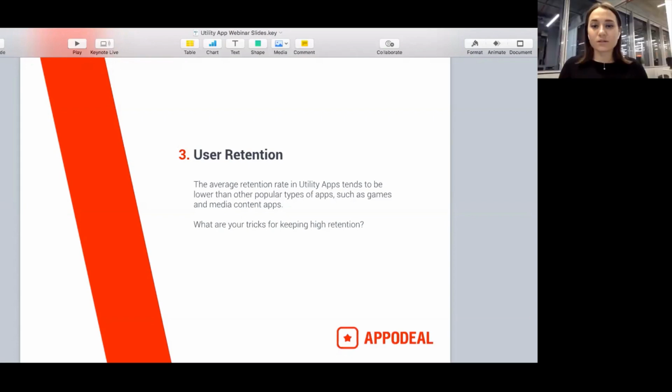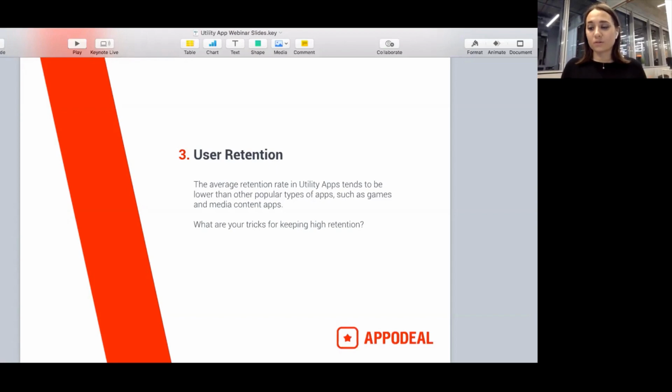So I think I'll start. I think basically the trick is, if you want to be ahead of the game, to use similar techniques the gaming industry uses, but trying to adapt them to the utility type of app. It's like a general idea.